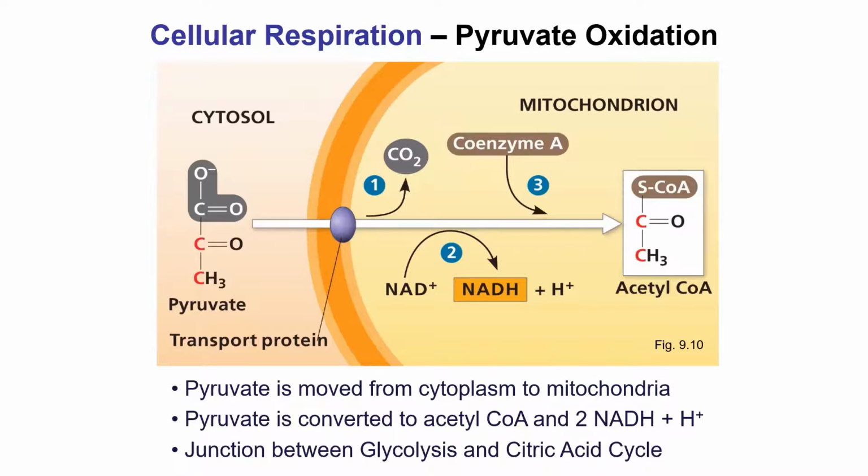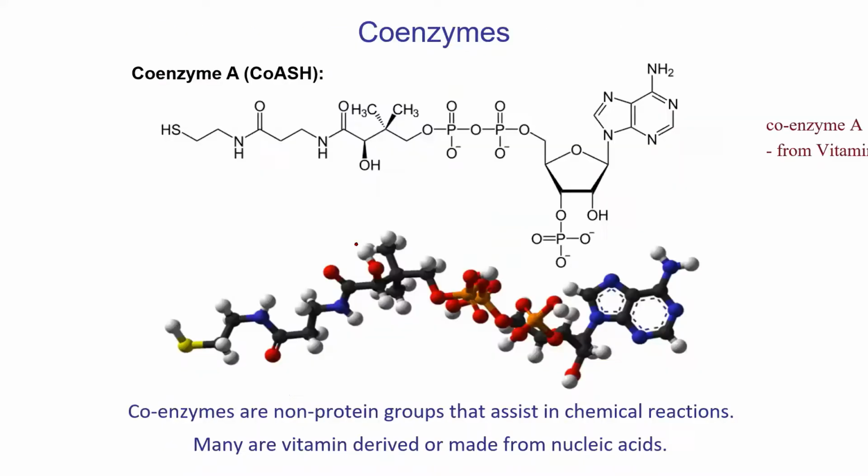First thing to know is that this happens basically in the mitochondria. You can see the enzyme itself is, I believe, actually associated with the inner mitochondrial membrane. So basically pyruvate is transported into the mitochondria, it loses carbon dioxide, it picks up coenzyme A, and it produces an NADH. So let's talk about this a bit. Maybe it's worth it to talk about coenzyme A here. So what is coenzyme A?